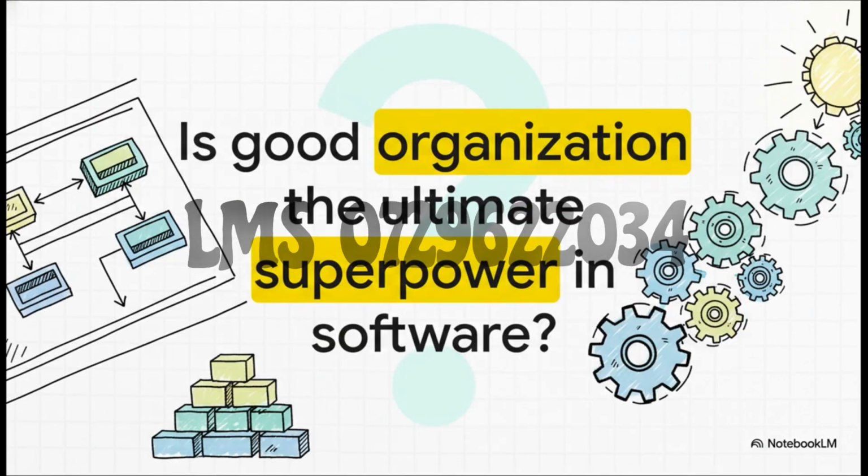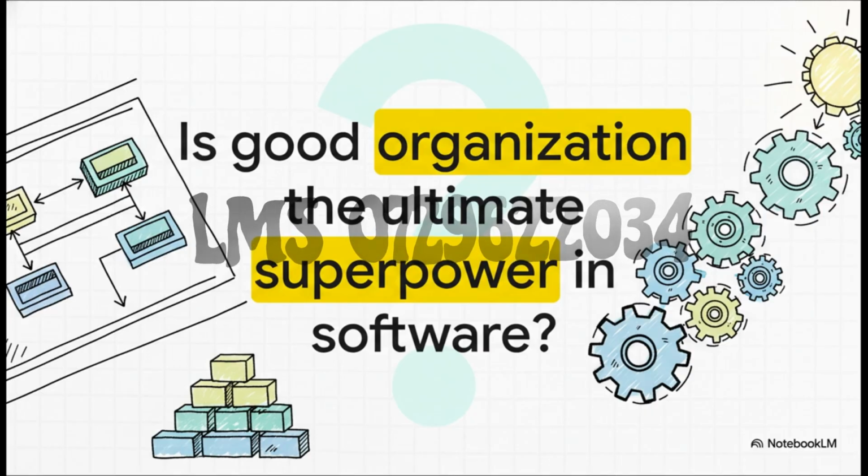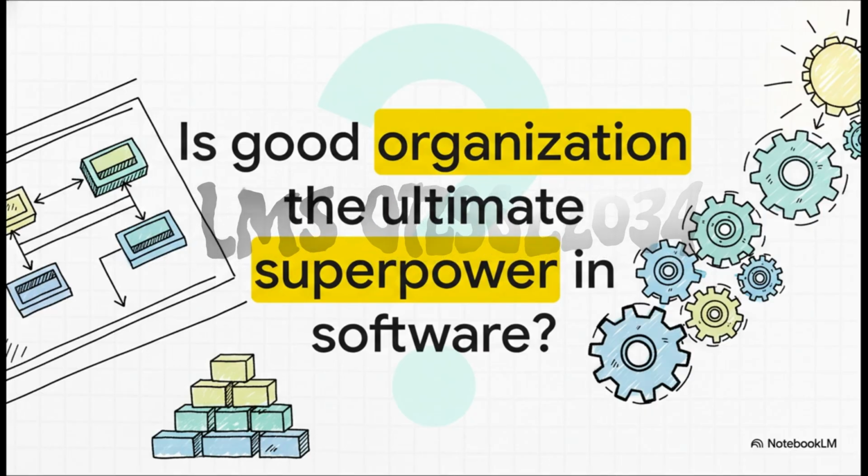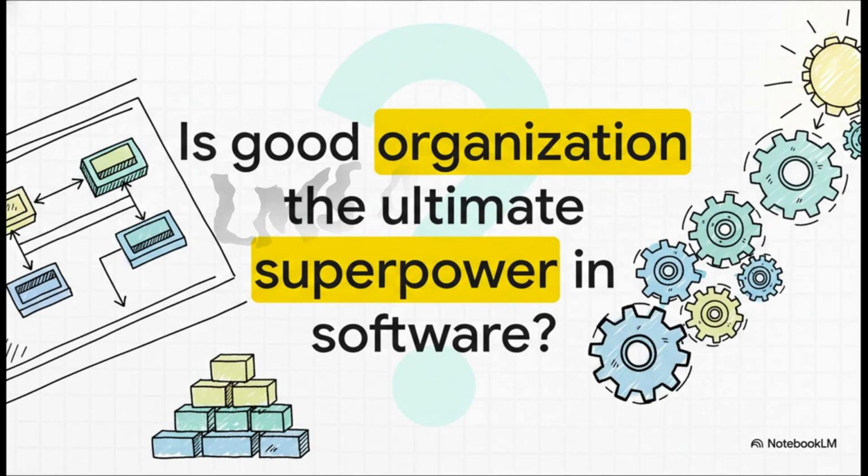And that brings us to our final thought. After seeing how all of these different pieces fit together so neatly, it really makes you wonder, is the most important thing in software the flashiest new algorithm, or is a deep, unwavering commitment to good organization the true superpower?